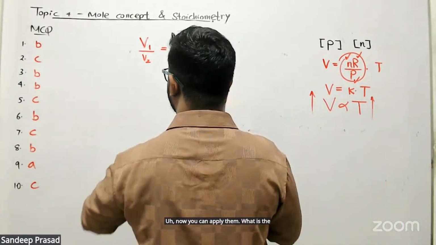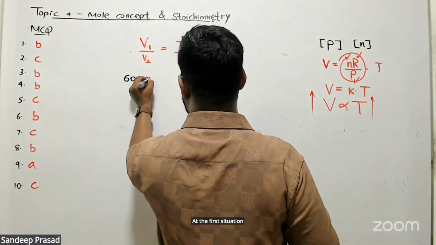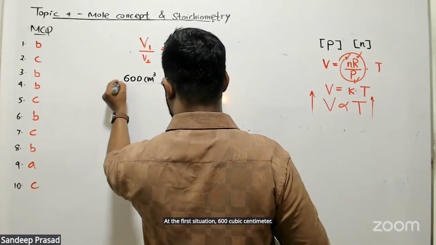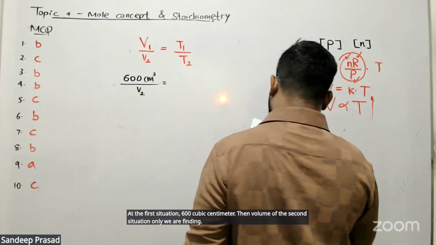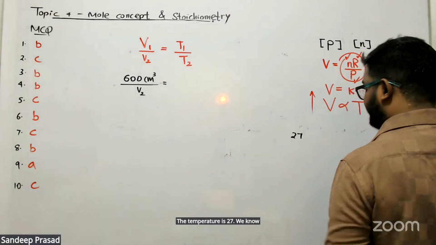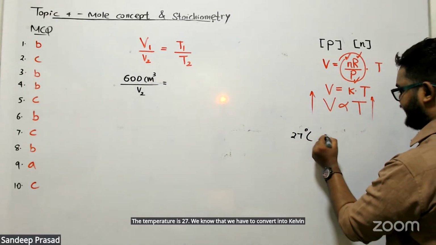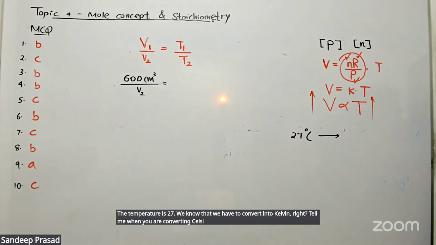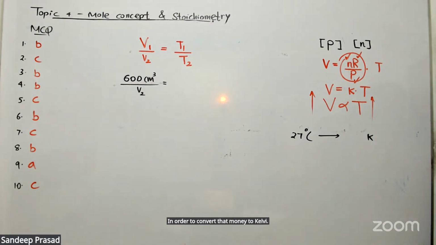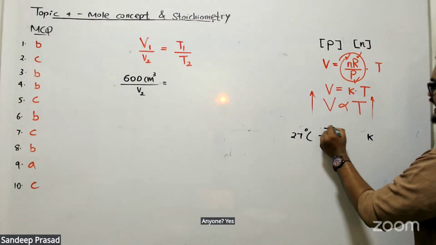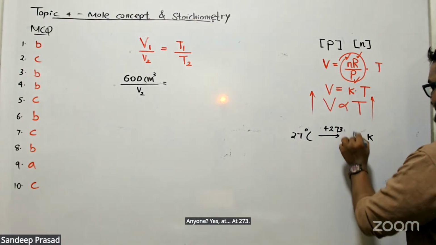What is the volume? In the first situation, 600 cubic centimeter. Then the volume of the second situation is what we are finding. The temperature is 27. We know that we have to convert into Kelvin, right? Tell me, when you are converting Celsius into Kelvin, what do we have to do? You have learned it. Anyone? Yes, add 273. That means you have 300 Kelvin.